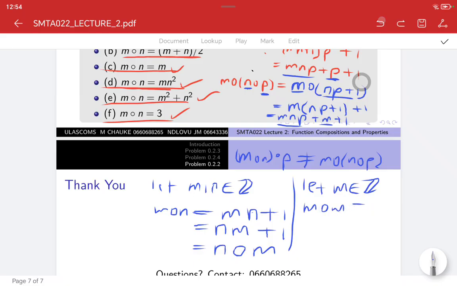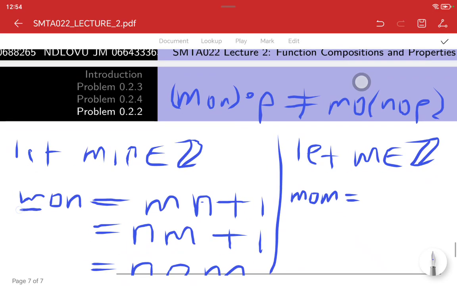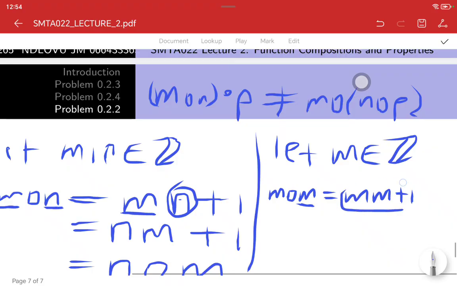So I'm going to first check M o M. Then I'm going to say this M o M is equal to, so let's check the definition here. M is represented by M, so I'll write M. N is represented by what? By M. Then on N, I'll write M. And this is plus 1. But is this equal to M?